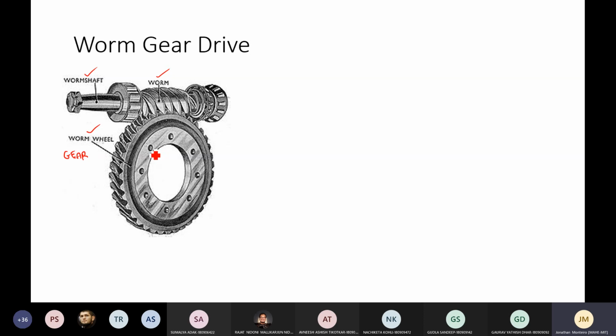Okay, where there is no confusion. You absolutely don't have any confusion about which is the pinion or driver, or which is the gear or driven. That concept was more prominent when it came to spur gears and helical gears. But in this case, you absolutely know that the worm is the one which is going to drive the gear. Why can we say that?